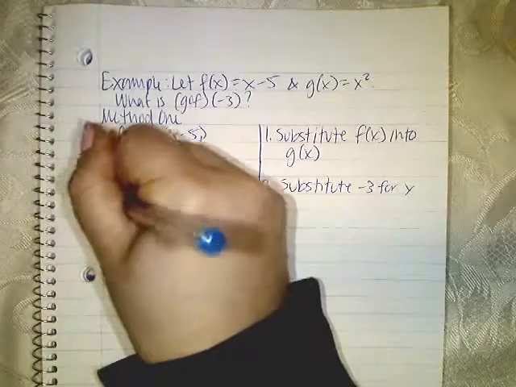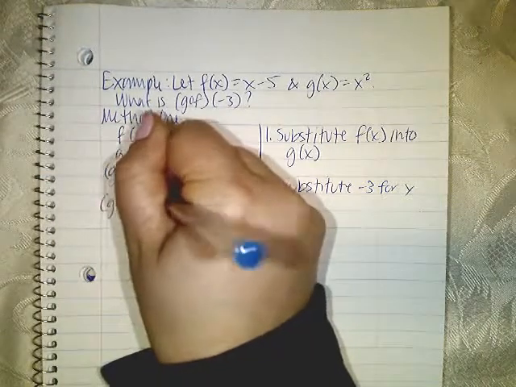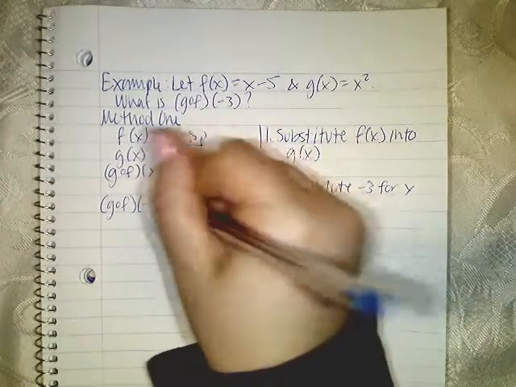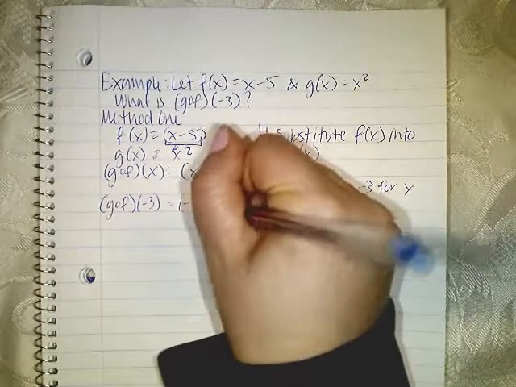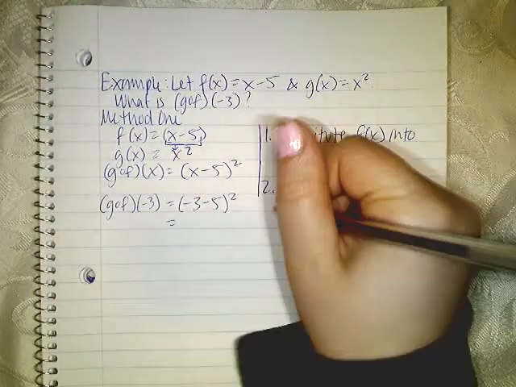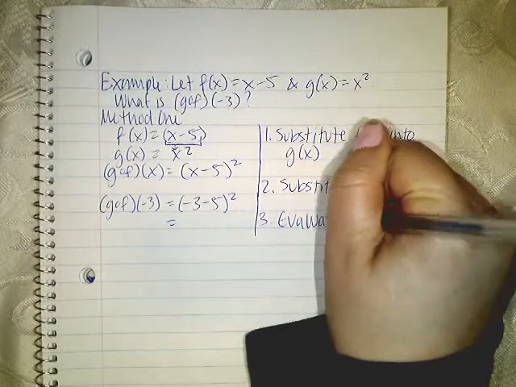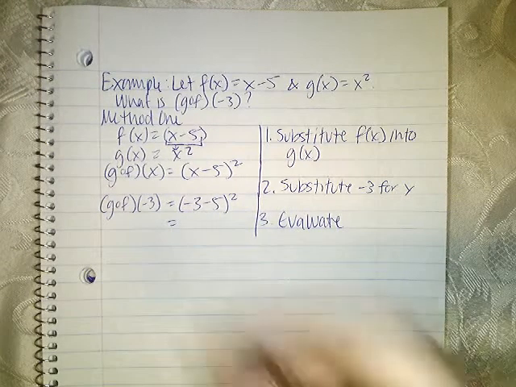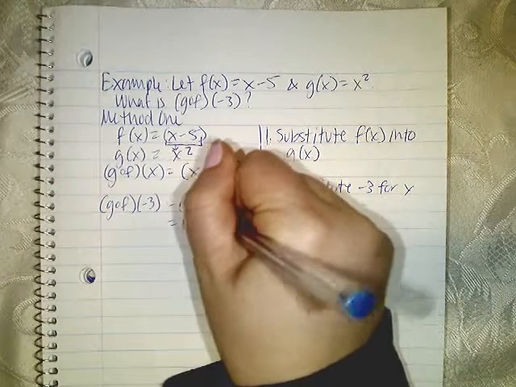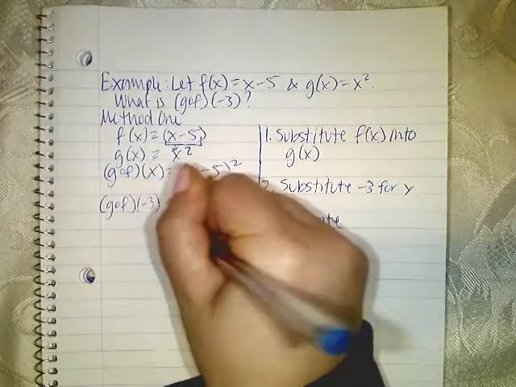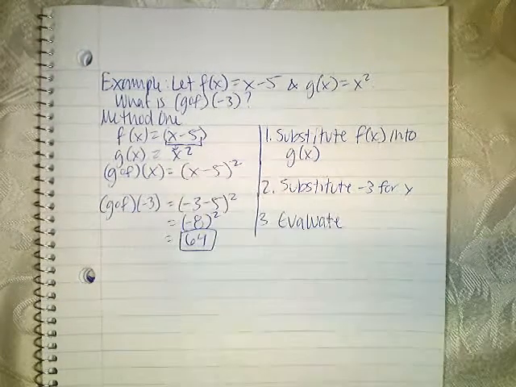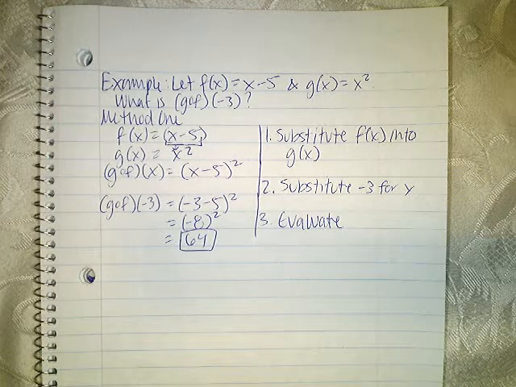So this becomes g of f of -3, since I'm plugging that in for x, and I get (-3 minus 5) squared, and then I'm just going to evaluate that. So when I calculate that out, -3 minus 5 is -8 squared. -8 squared is positive 64. So that would be my answer for that problem.